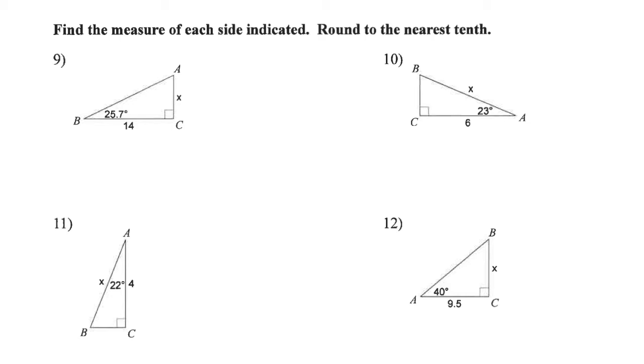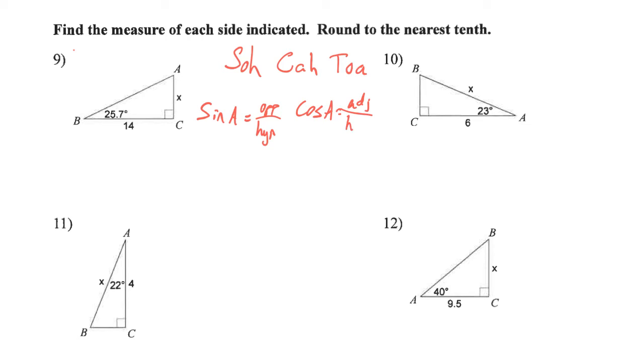So the rest of them are the SOHCAHTOA again, just like we saw yesterday. Remind yourself of that. Remember, the sine of the angle is equal to the opposite over hypotenuse. The cosine of the angle is equal to the adjacent over the hypotenuse. And then the tangent of the angle is equal to the opposite over the adjacent. Okay, so if you remember all that, then these are pretty easy.